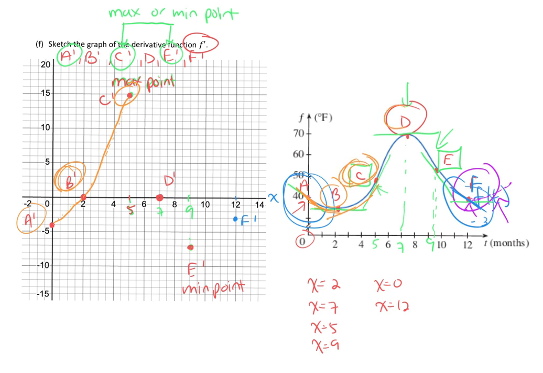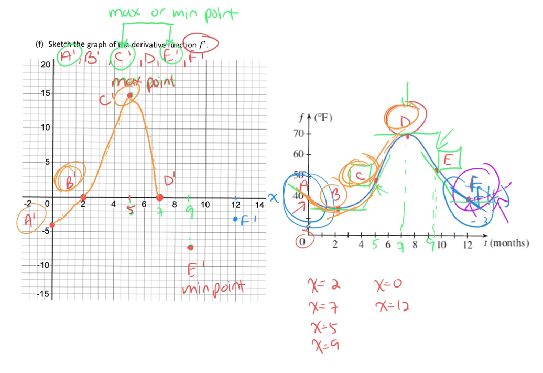Now let's look at points C and D on the original function. From C to D, you can see that the function is still increasing, but it's increasing at a decreasing rate. Increasing at a decreasing rate means the slope is going to go from a high number like 15, and then it's going to get lower and lower as I get to D. But I'm still staying above the x-axis because the slope is still positive, right? So its derivative should be above the x-axis.